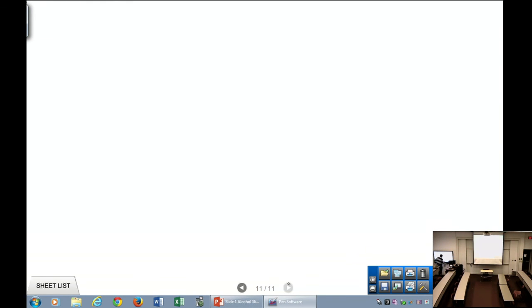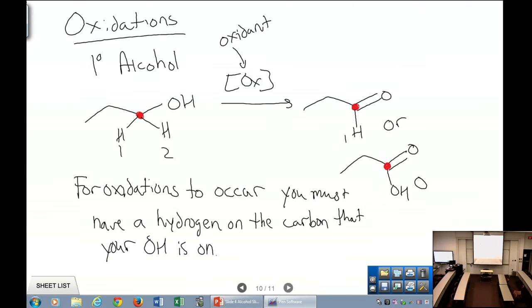All right. So what that means is now if you have a secondary alcohol, go back for a second. If you look at going from a primary alcohol to your aldehyde, you remove 1 hydrogen from your red carbon. To go from an alcohol to a carboxylic acid, you have to remove 2 hydrogens. If you don't have 2 hydrogens to remove, you can't oxidize that carbon to a carboxylic acid.